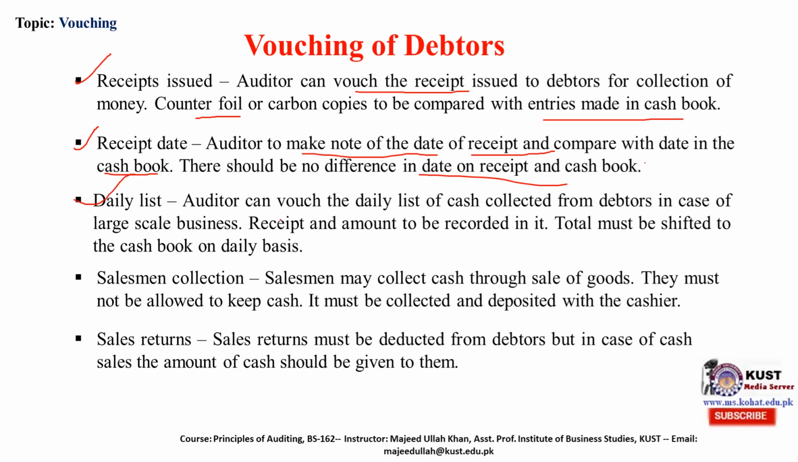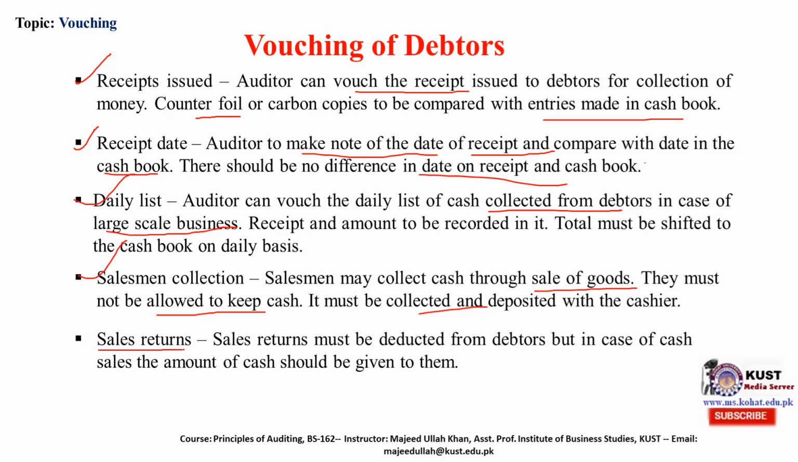Daily list. Auditor can vouch the daily list of the cash collected from the debtors in case of large scale business. Receipt and amount are to be recorded in it. The total must be shifted to the cash book on a daily basis. Salesman collections: salesmen may collect cash through sale of goods. They must not be allowed to keep cash. It must be collected and deposited with the cashier.